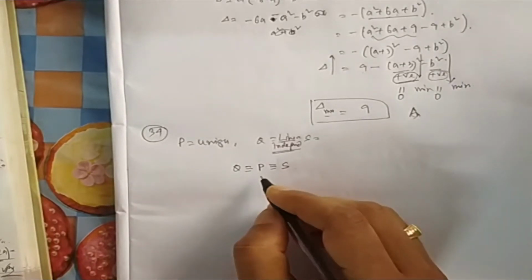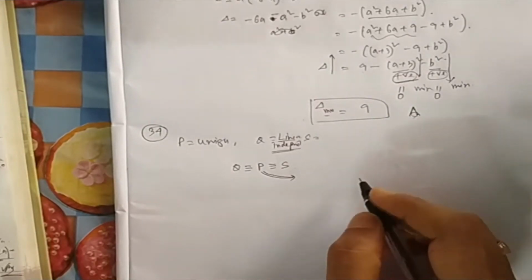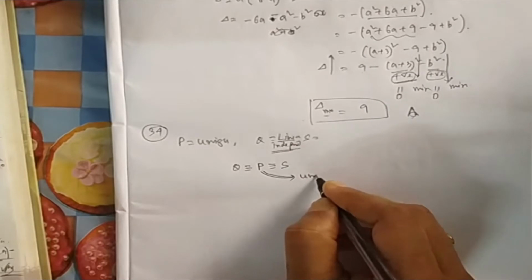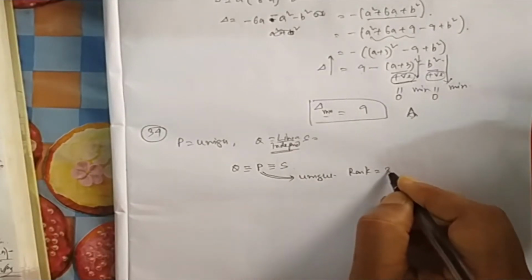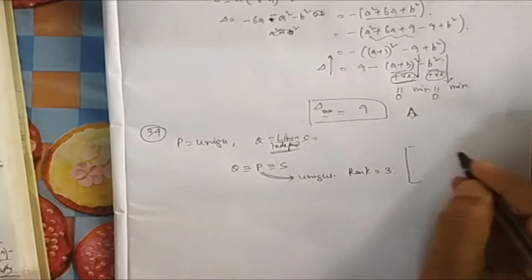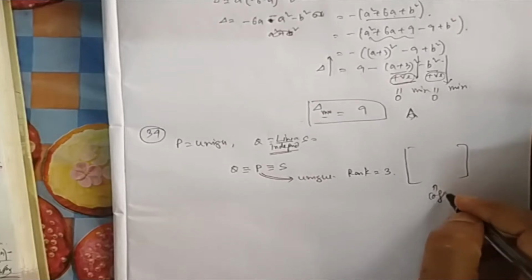One more thing you can say: if it is a unique solution, then what should be the rank? Because P is a unique solution, the rank should be equal to the number of unknowns, that is 3. Once the rank becomes 3 for a 3 cross 3 coefficient matrix, I am looking at the coefficient matrix now.